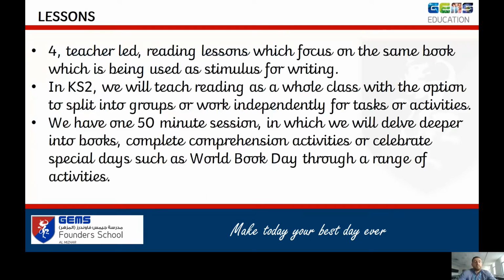In terms of the lessons themselves, this year at GFM, we have got 4 teacher-led reading sessions, which are going to focus on the same book that is being used as stimulus for writing. This is a very powerful teaching tool, as the understanding from the book helps support your child's writing, but also working in writing and using that as the theme also helps with the understanding of the book and helps both develop and progress really, really well.